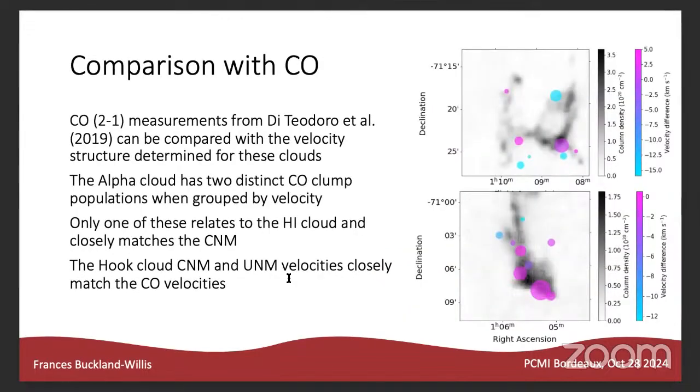So if we want to have a look at other traces, we do have some measurements of the CO 2-to-1 line. These were taken in response to the initial discovery of these clouds in 2018.